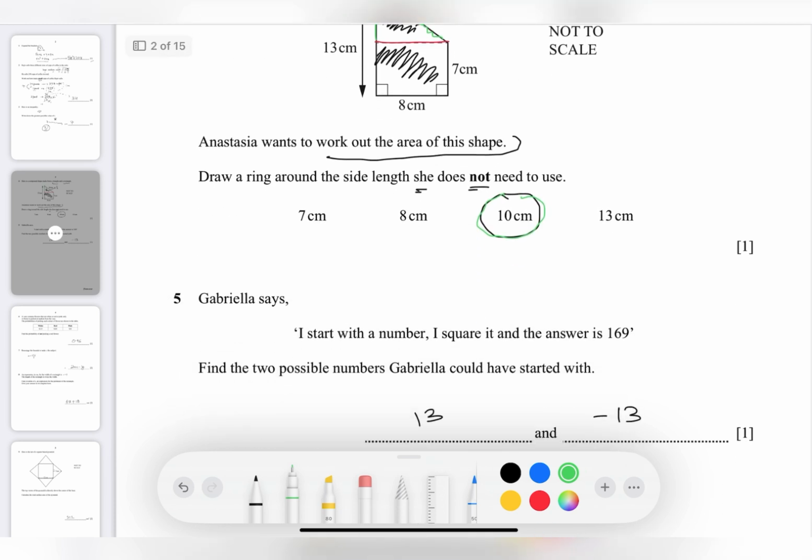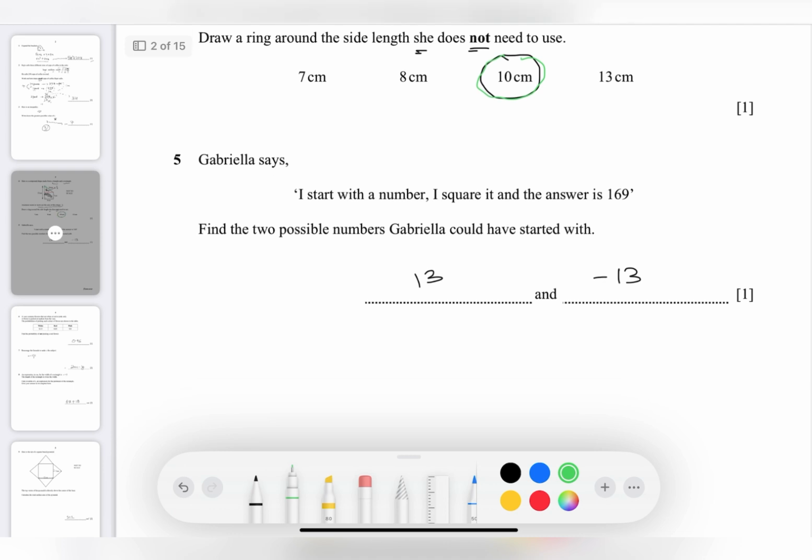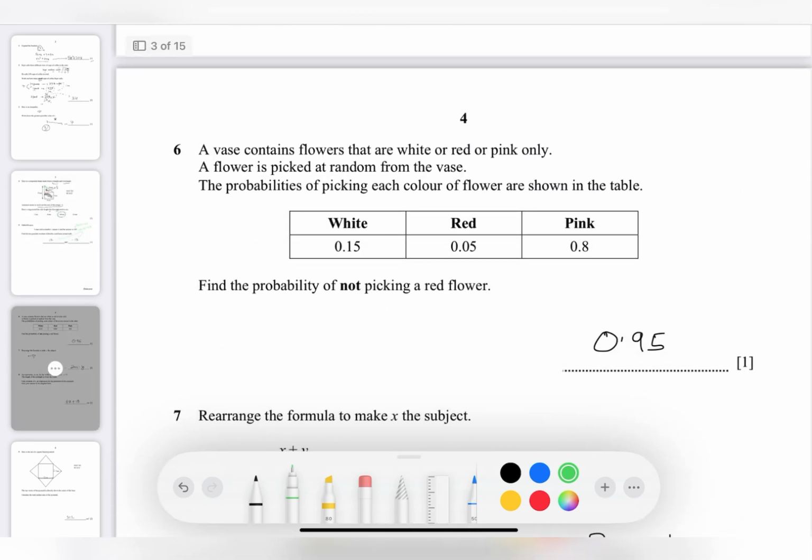Very simple question, right? Gabriela says, I start with a number, I square it, and the answer is 169. Two possible numbers could be, see, 13 times 13 is 169. And if we multiply a negative number by a negative number, that will also result in a positive number. The two answers would be 13 and minus 13.